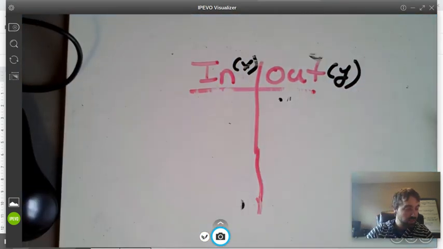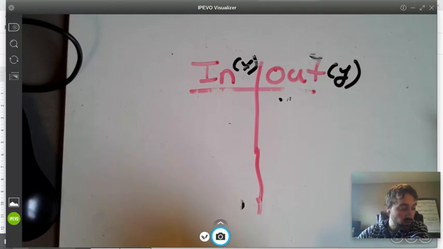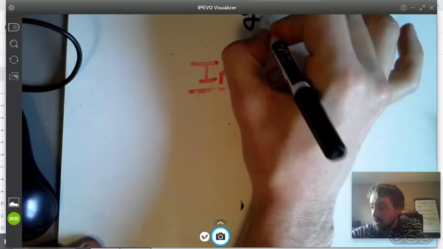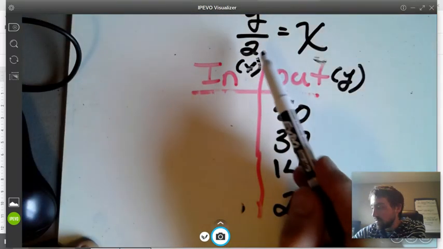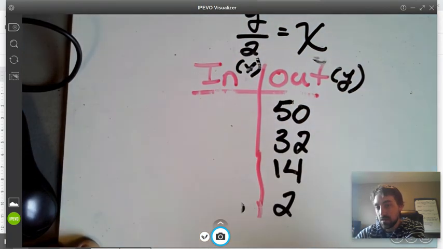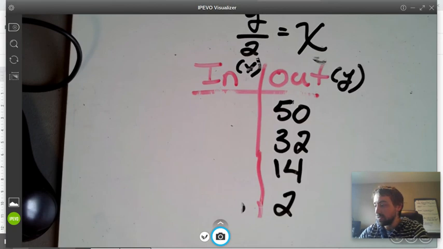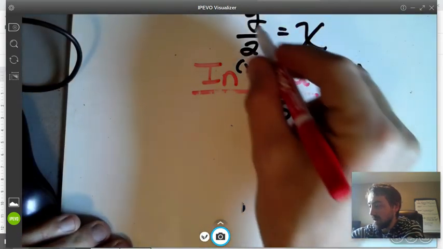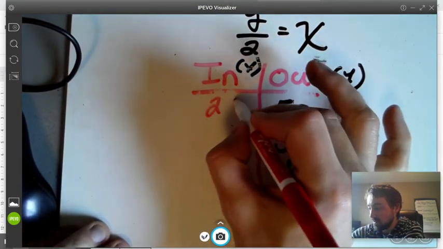Okay, next one. We have going the other way. It can go the other way as well. y divided by 2 is equal to x. So we're given the output instead. So we are given 50, 32, 14, and 2. So now we have to take the y, divide it by 2, and that gives us x. So to solve that, we simply go 50 divided by 2 is 25.